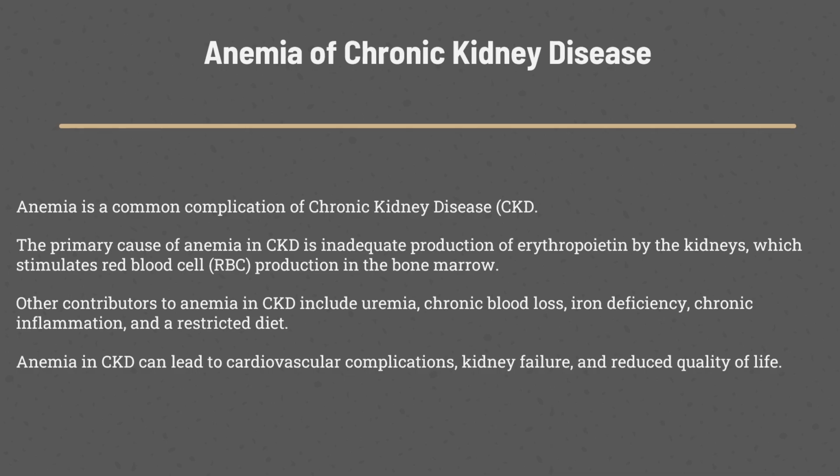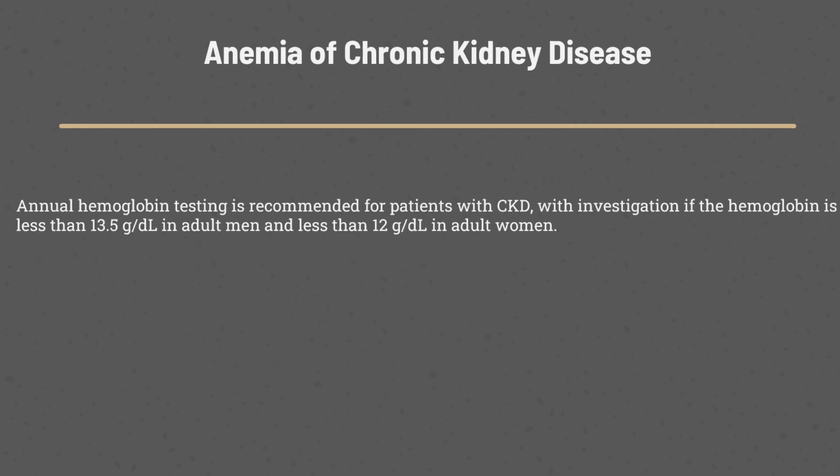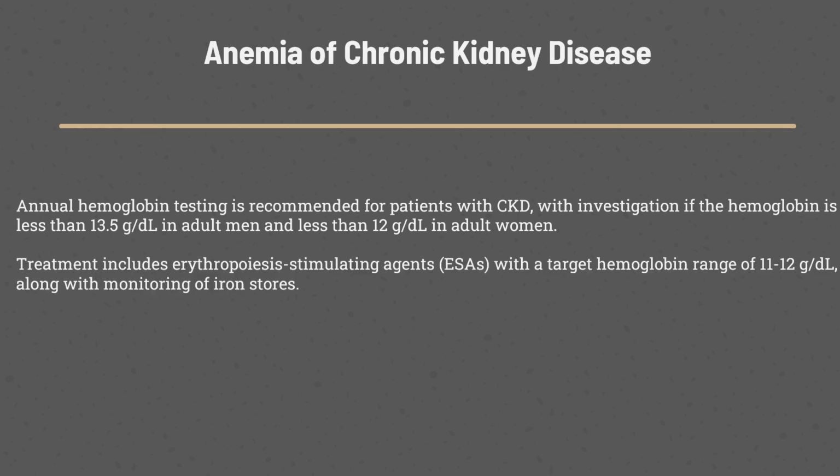Anemia in CKD can lead to cardiovascular complications, kidney failure, and reduced quality of life. Annual hemoglobin testing is recommended for patients with CKD, with investigation if the hemoglobin is less than 13.5 grams per deciliter in adult men and less than 12 grams per deciliter in adult women. Treatment includes erythropoiesis-stimulating agents, ESAs, with a target hemoglobin range of 11 to 12 grams per deciliter, along with monitoring of iron stores.